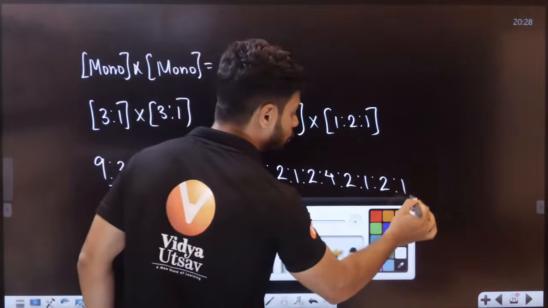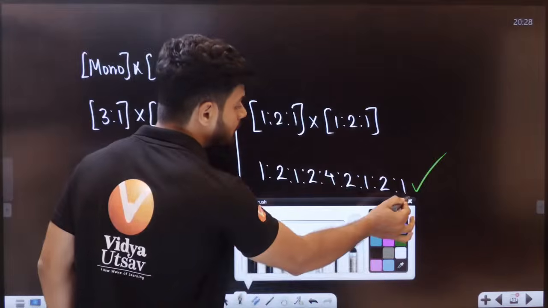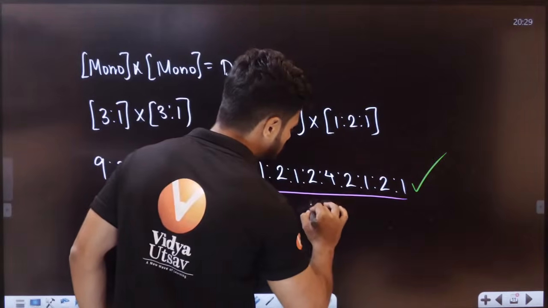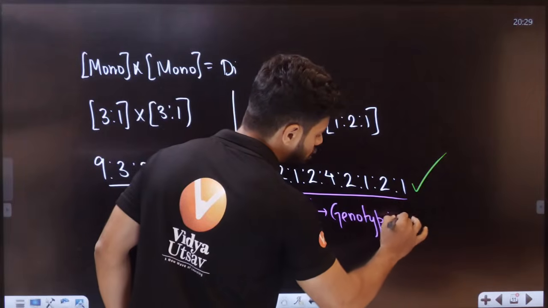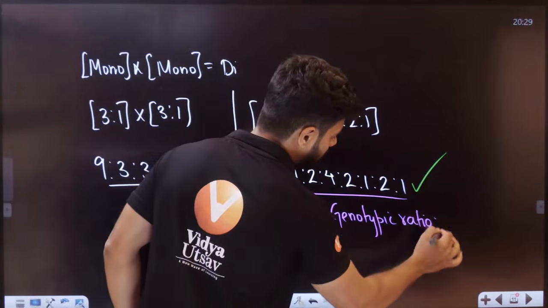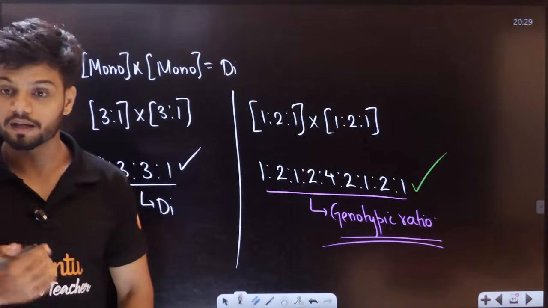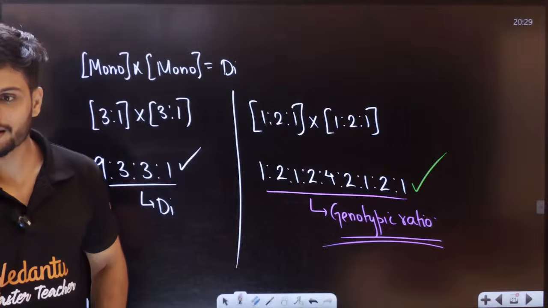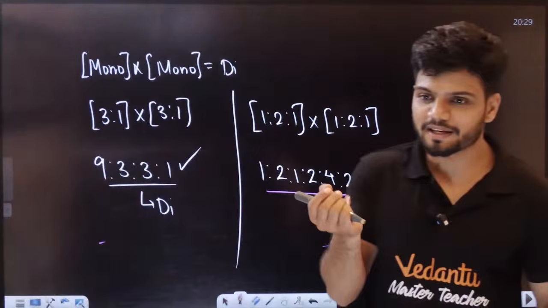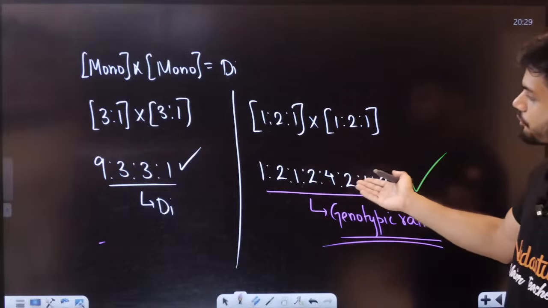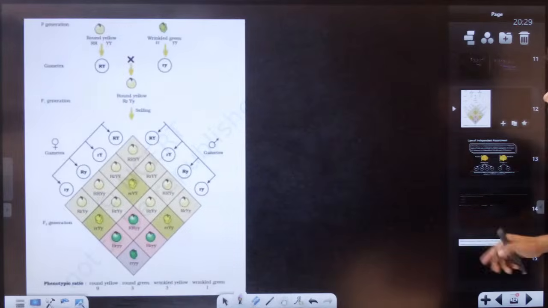And here we go. This right here is the genotypic ratio of your dihybrid cross. Done, students. Crazy, no? Yes or no? Crazy, right? With the help of a simple trick, you can tell the genotypic ratio of your dihybrid also. This is what is given here also.